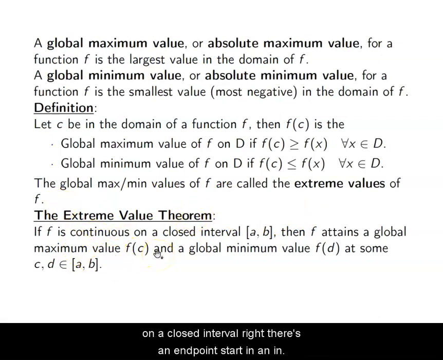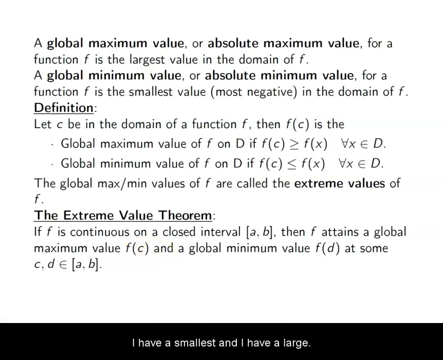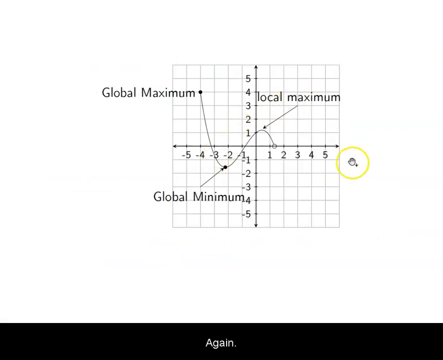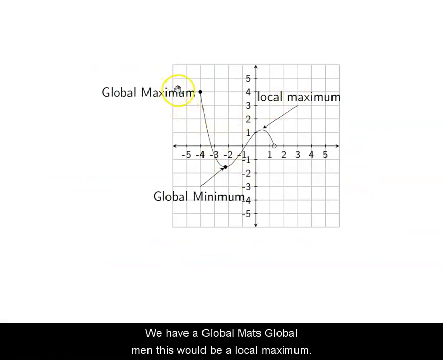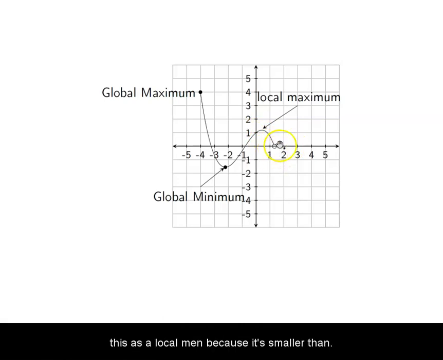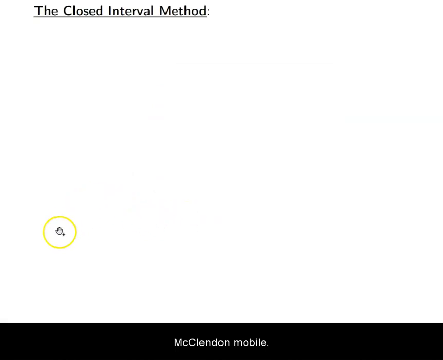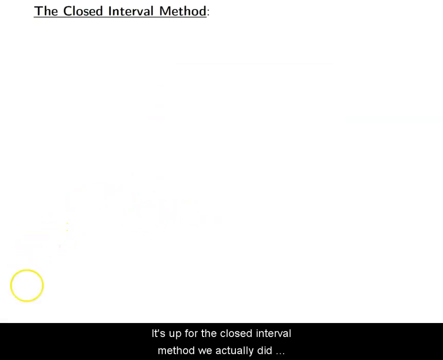If I'm on a closed interval, right, there's an endpoint, a start and an end, I have a smallest and I have a largest value, right? So again, looking at our graph, we have a global max, a global min. This would be a local maximum. This would not necessarily be, I guess you could consider this as a local min because it's smaller than all of the other values around it. But typically we reserve that for global maximum and minimum values. Okay. So now let's talk about the closed interval method. Okay, so for the closed interval method, we actually did an example of this already.